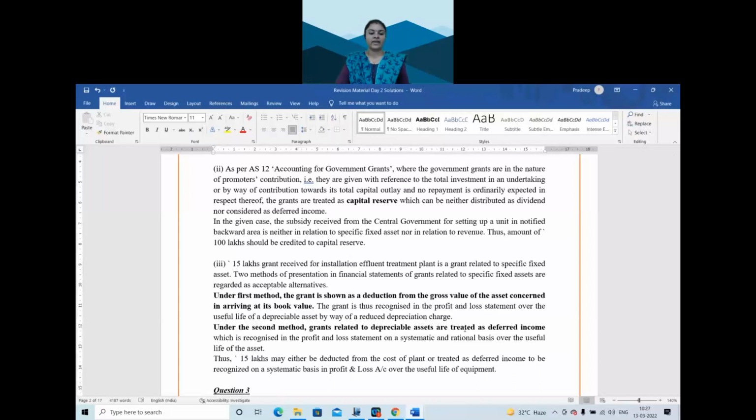Always start with the standard name and number. You need not write which para, which section, nothing like that. At least ensure to quote as per AS 12, accounting for government grants. Then continue your answer. Please take down the hints.